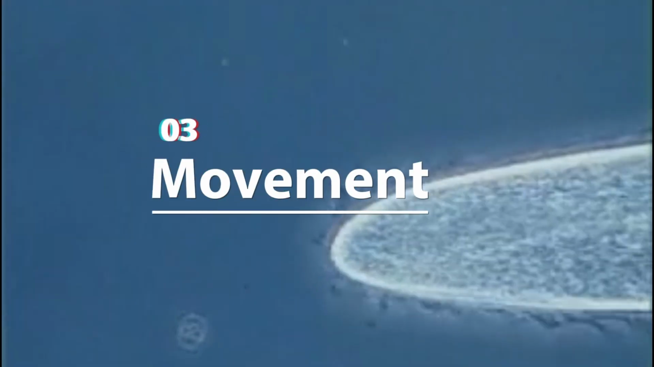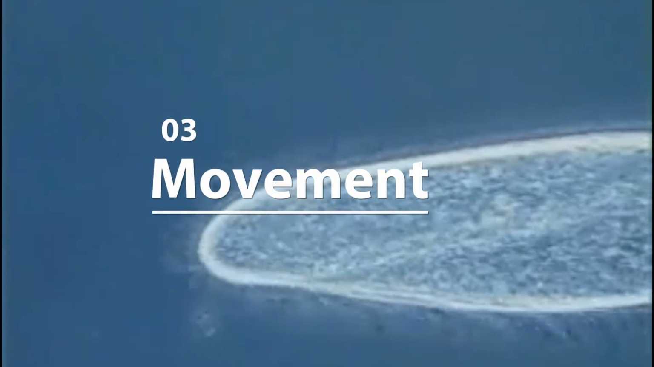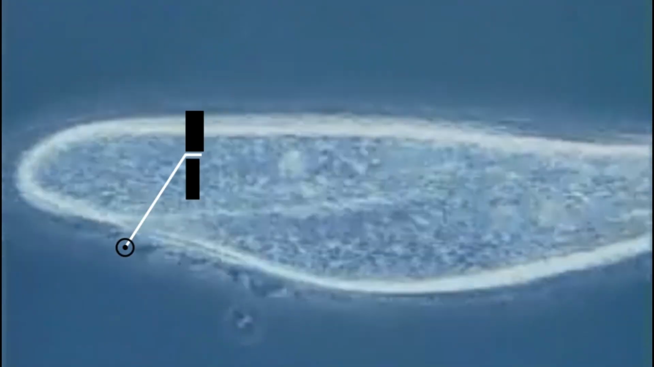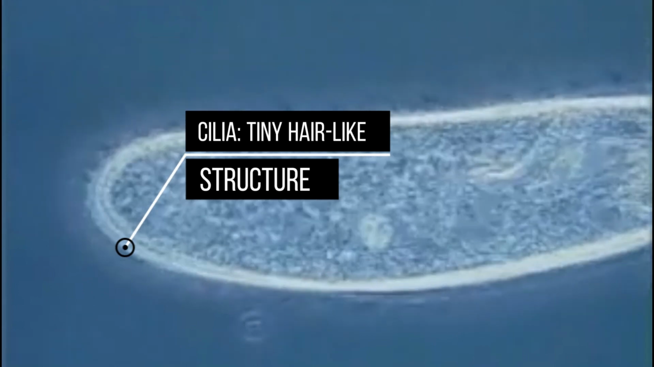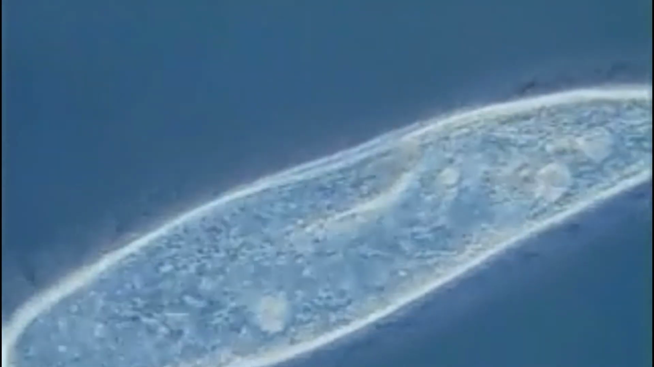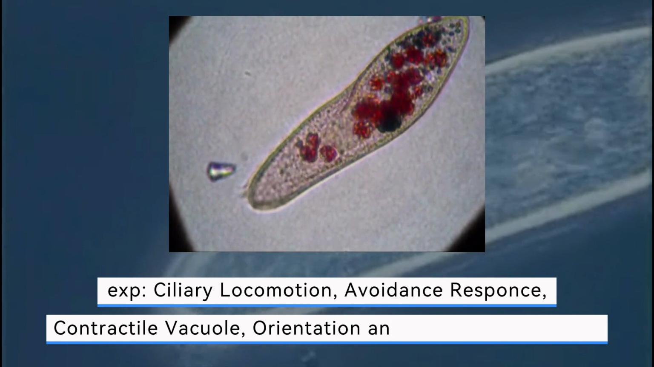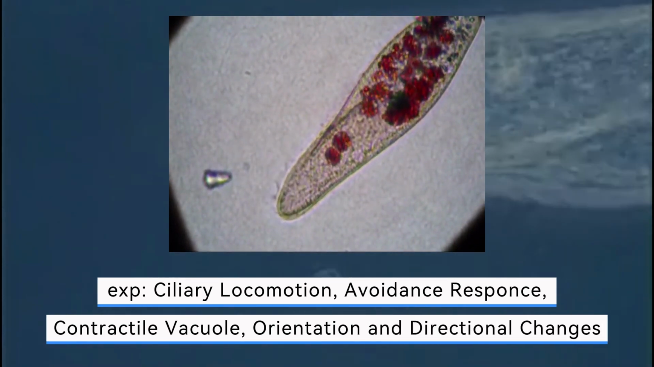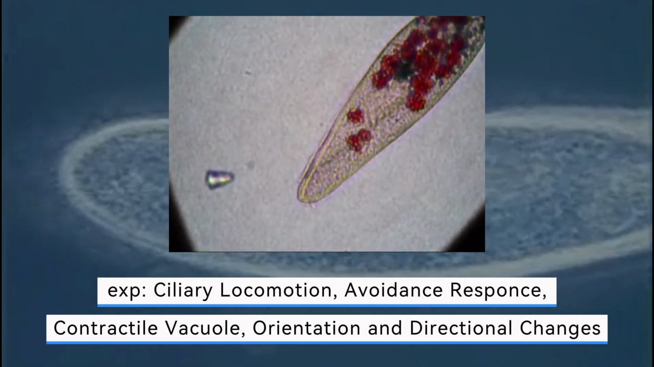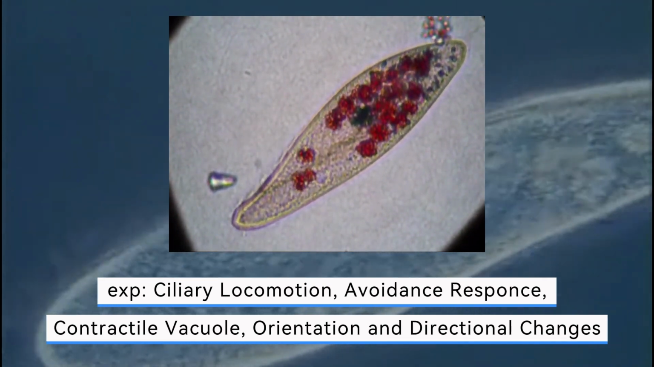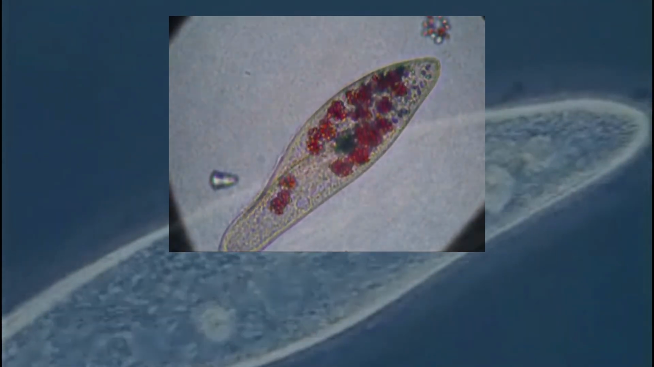The movement of Paramecium caudatum is facilitated by the presence of cilia, which are tiny hair-like structures that cover its entire surface. Here are some details about the movement of Paramecium caudatum, such as ciliary locomotion, avoidance response, contractile vacuole, orientation and directional change, and sensory structure.